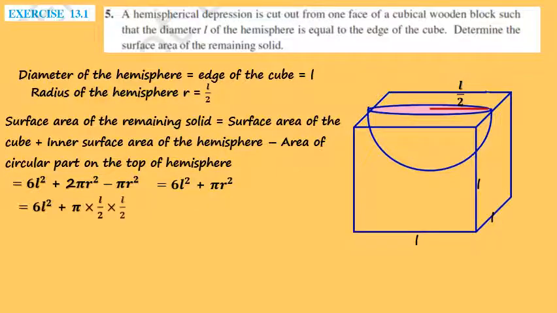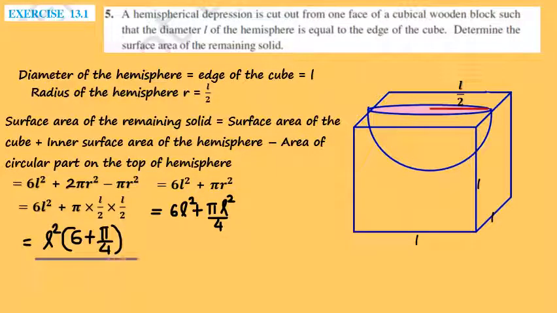So just apply. R means L by 2. So pi into L by 2 into L by 2, which will give you 6L square plus pi L square by 4. So L square is common. So L square into 6 plus pi by 4. The unit is not given, it is in terms of L. So this is the area of the remaining solid. Is it clear? Now question number 6.